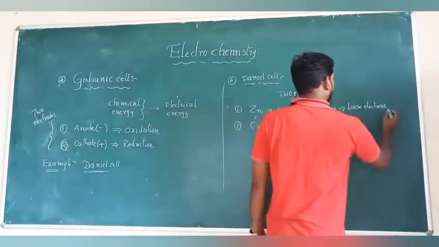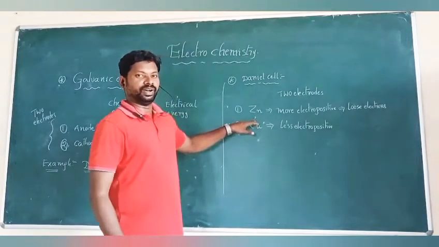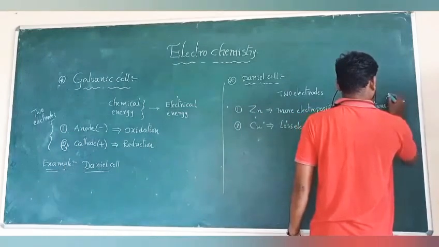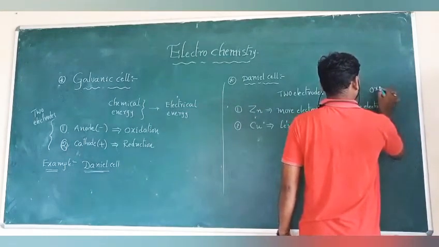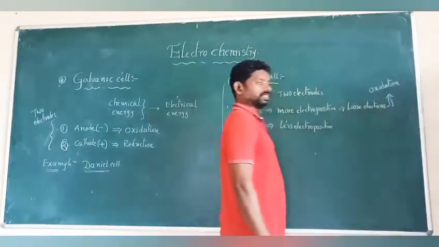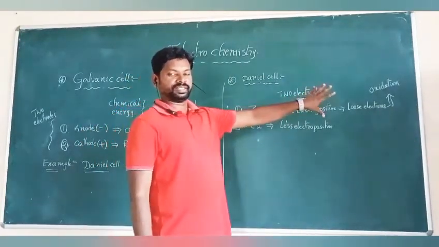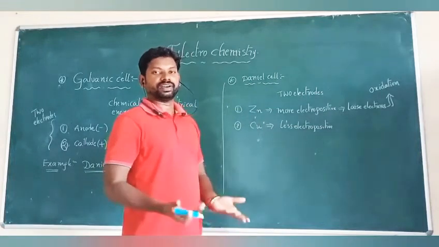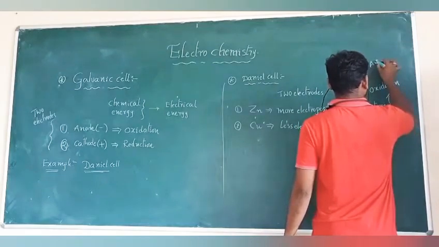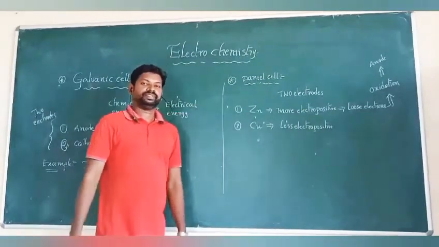At zinc, oxidation always takes place. Zinc acts as an anode. Losing of electrons is called oxidation. So zinc we call the anode.